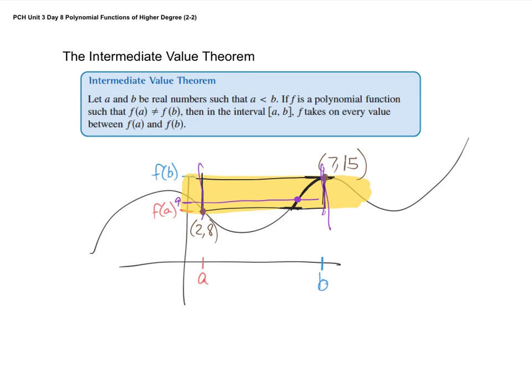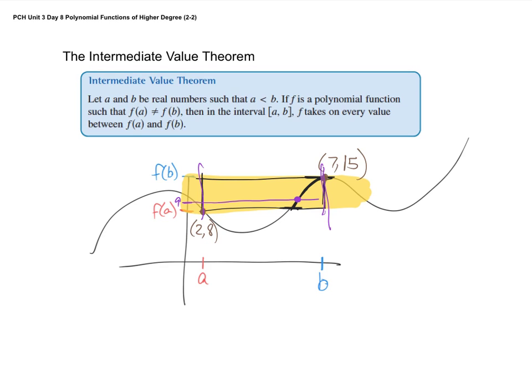What property of polynomial functions is this a result of? Think. What's the property that we have here of all polynomial functions? They're graphable. What do we know about their graph? What's the domain of their graph? All real numbers.